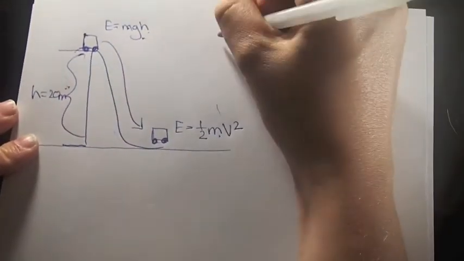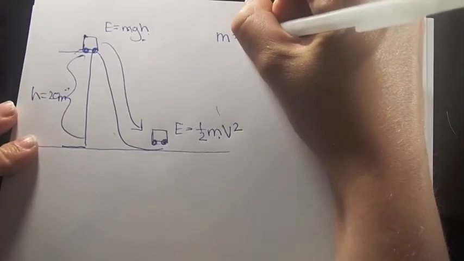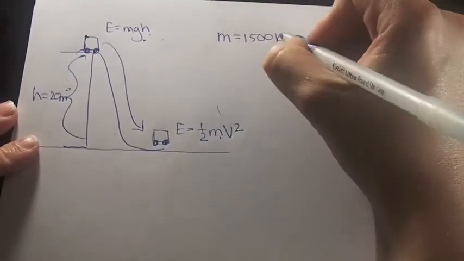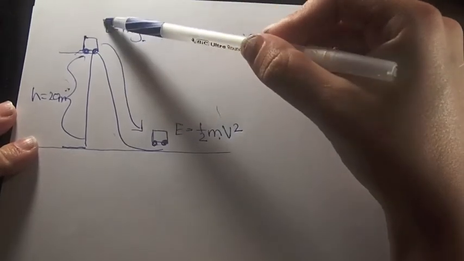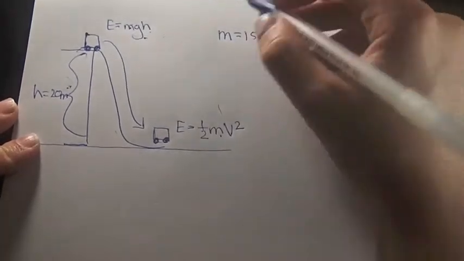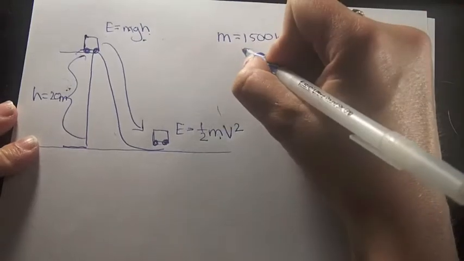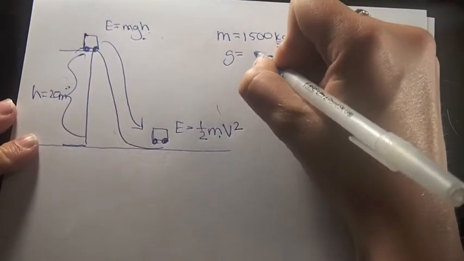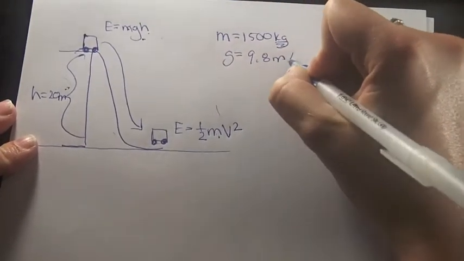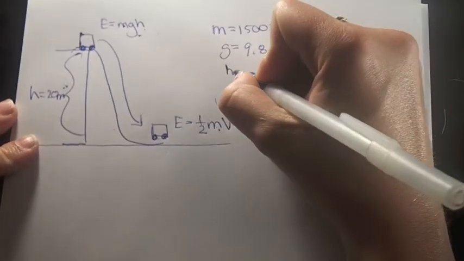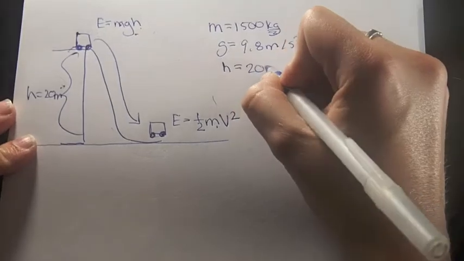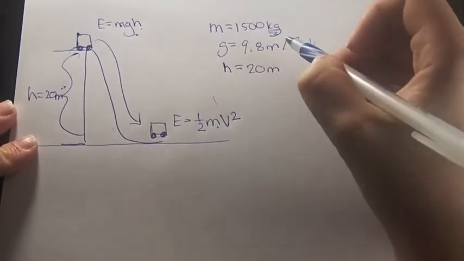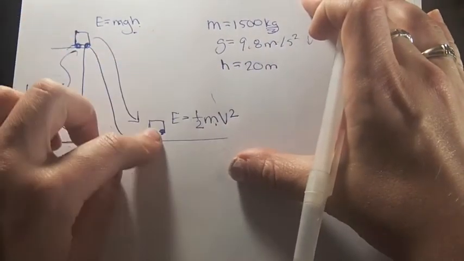So we're going to let, in this instance, the mass of the car be 1,500 kilograms. Units should be in kilograms because our units for energy will be in joules. Our gravity is 9.8 meters per second squared, and then our height, as I mentioned earlier, we're going to let be 20 meters in this case. So that's our scenario.